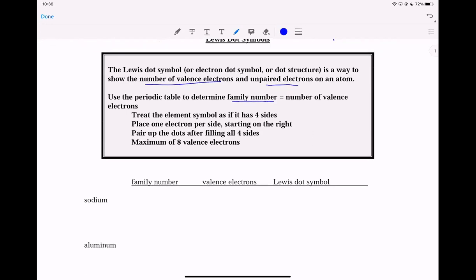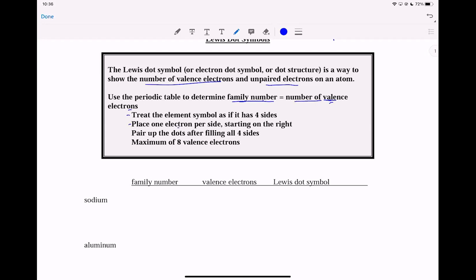So this is a process where you will take that periodic table family number and then put these electrons on there like they're dots. This is a stepwise process where you first pretend that you have an element symbol that's like a box. And then you will drop off those number of electrons. How many? The number of valence electrons, where you have one per side starting on the right.